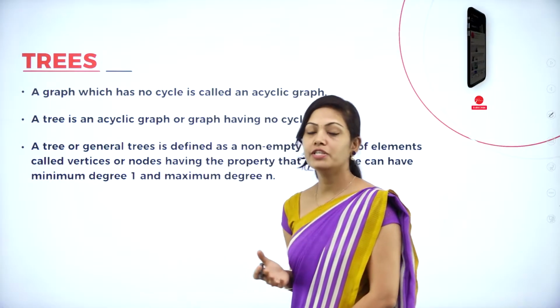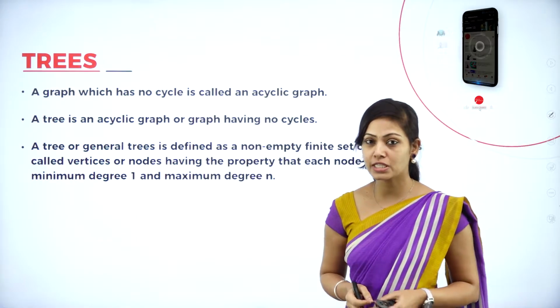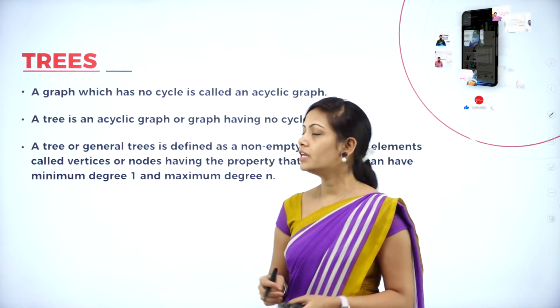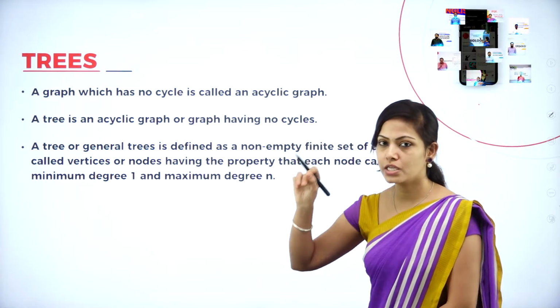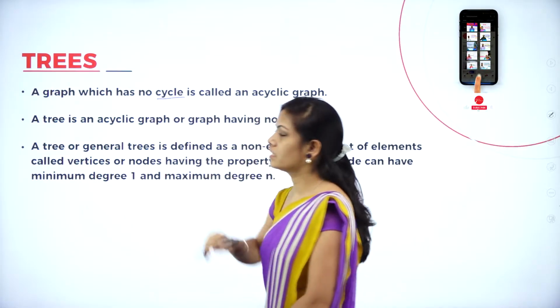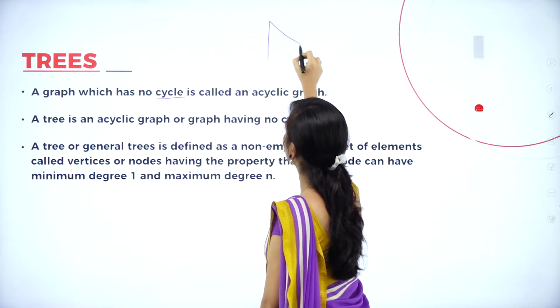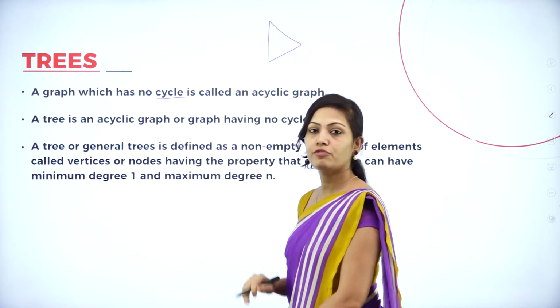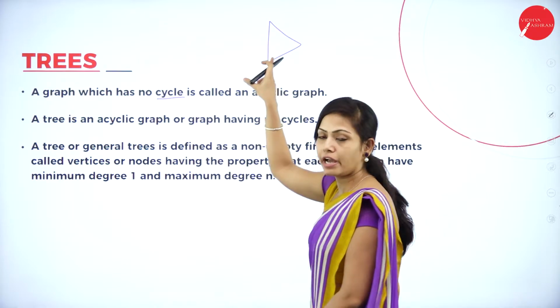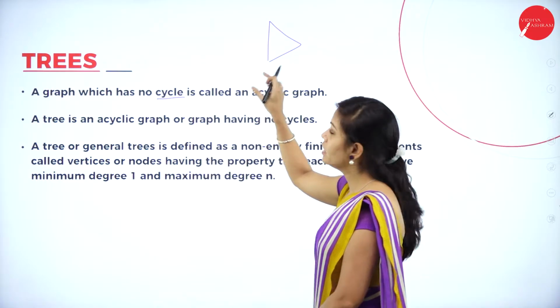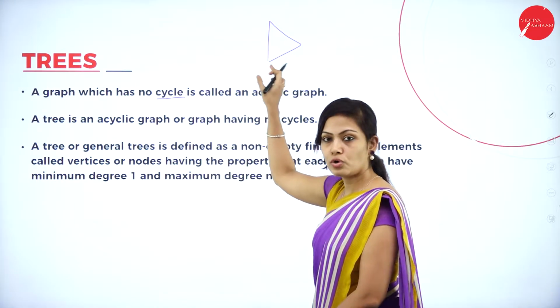So what is the definition of tree? I hope you know the structure of tree, is it right? First you have to understand the concept of cycle. So what is cycle? Cycle is a closed path. It's an example for cycle. We have already studied this in graph theory, right? So cycle means it's a closed path.